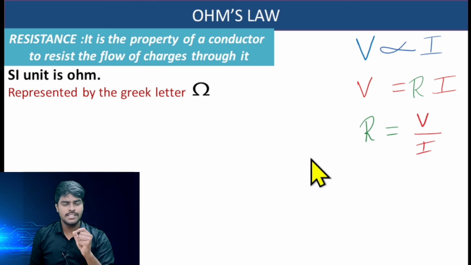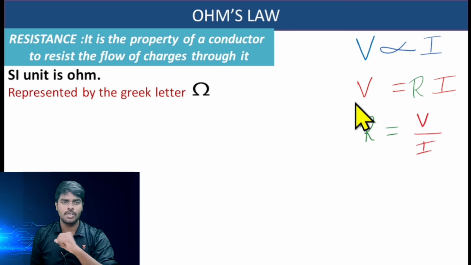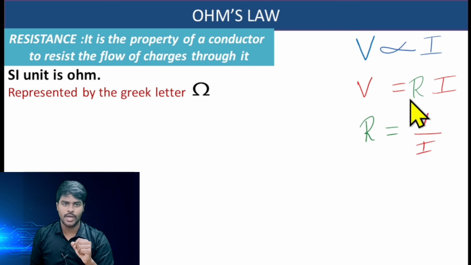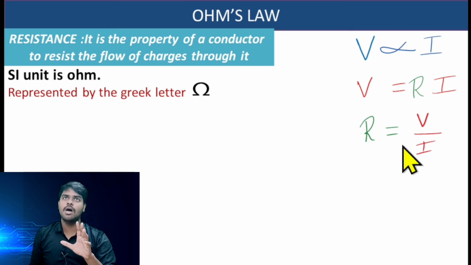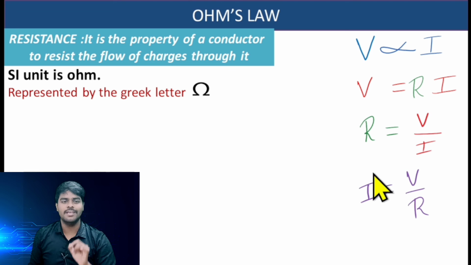This is the formula to calculate voltage in the circuit: V is equal to R into I, resistance into current. This is the formula to calculate resistance: R is equal to V by I. Suppose I want to find out current, then what is the formula? Simply, I is equal to V by R. These are the three formulas we use to do numericals.